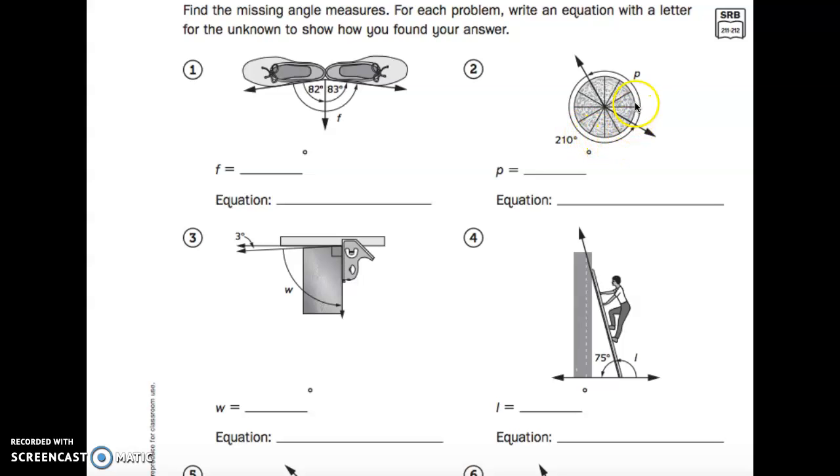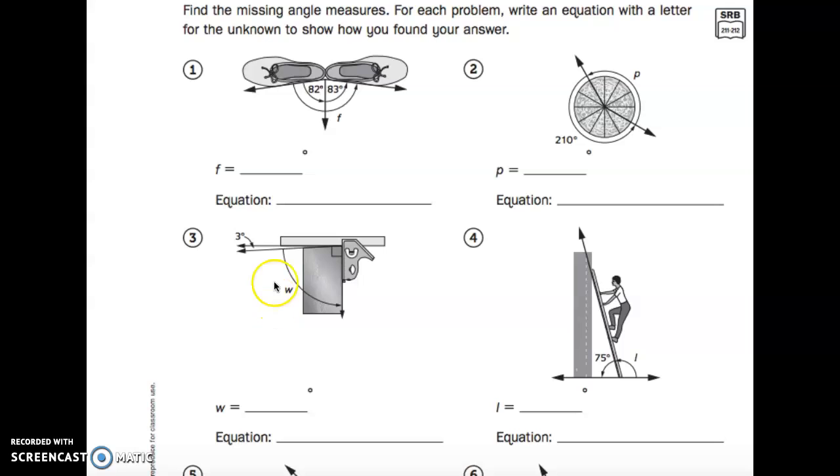If this is a circle, we know it's 360 degrees. We have the measurement of this angle. This angle is 210 degrees. We're trying to figure out the measurement of P. That's the unknown measurement. So if I know this angle is 210 degrees, and I know a circle is 360 degrees, then angle P must be 360 minus 210.